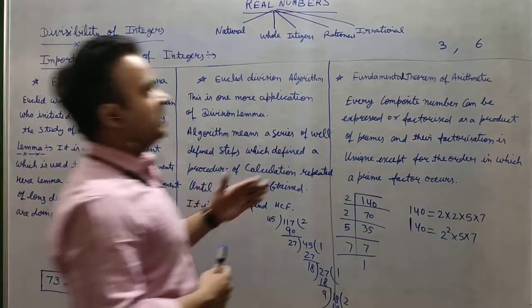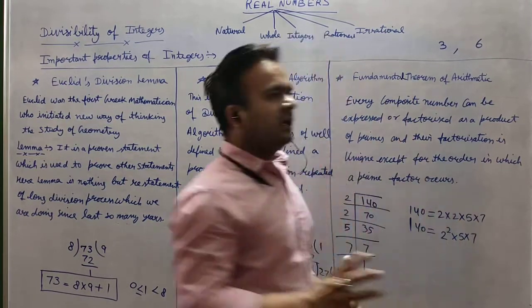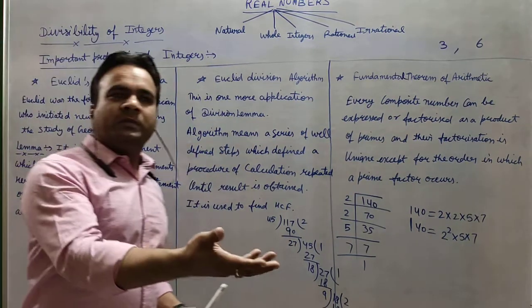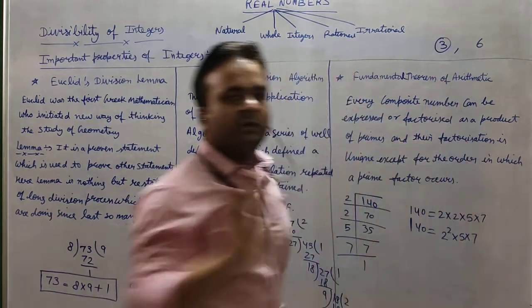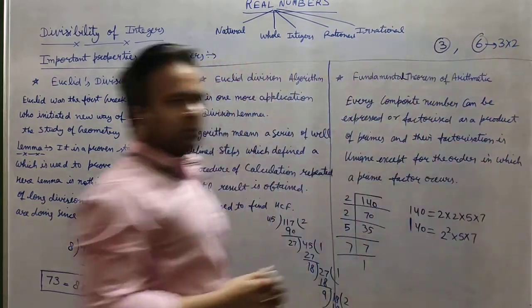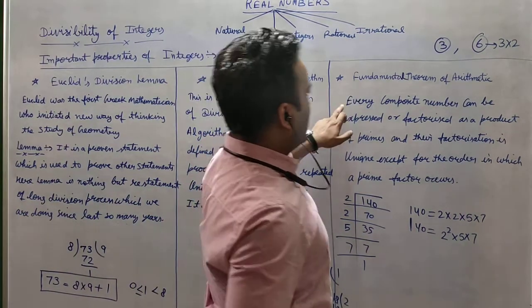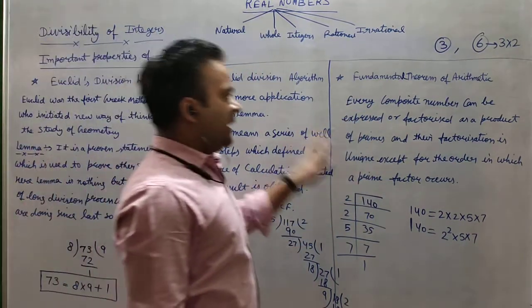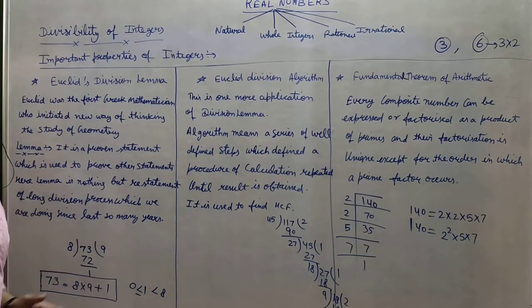So they have written it like this: every composite number, or suppose I say every number, can be expressed as a prime, or it will be a product of primes. Suppose I am saying 3, there is no factor of 3, so we say that 3 is a prime number. If there is a 6, we can factorize it as 3 into 2. So the meaning of this theorem is that every composite number can be expressed or factorized as a product of primes, and their factorization is unique except for the order in which a prime factor occurs.